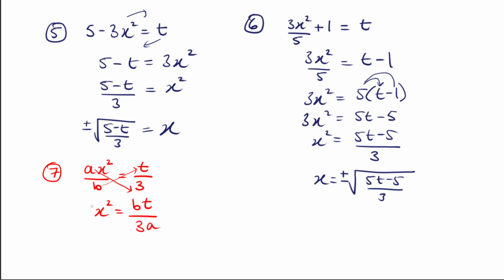And now we're left with the whole of the left-hand side squared, so we know we can square root. So we have the square root of bt over 3a, and plus minus at the front.